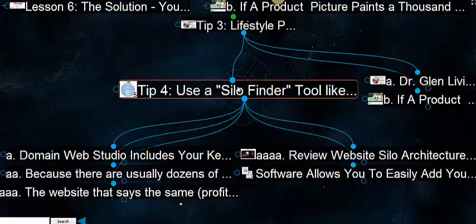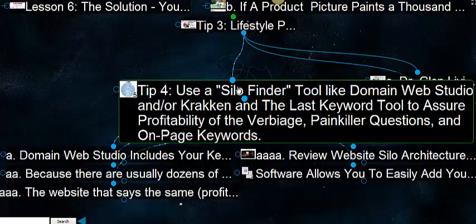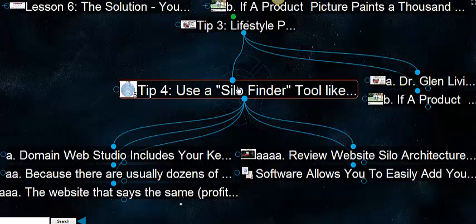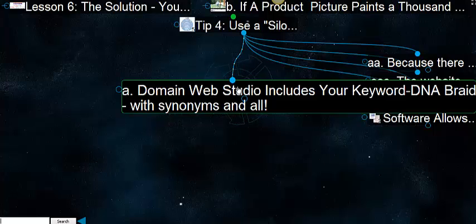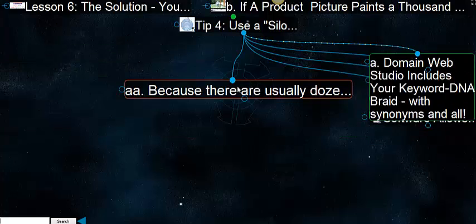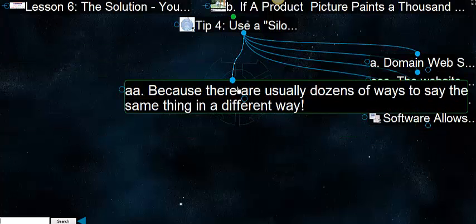Okay, but the silo finder tool like Domain Web Studio and Kraken is very, very helpful, and here's the reason why. Domain Web Studio includes your keyword DNA braid with a synonym and all. Okay, I actually gave you a link right on here so you can talk about your keyword DNA so you can research it if you don't know how to do that. It's so automated. It takes me hundreds of hours to do it manually. It just takes a few minutes in Domain Web Studio.